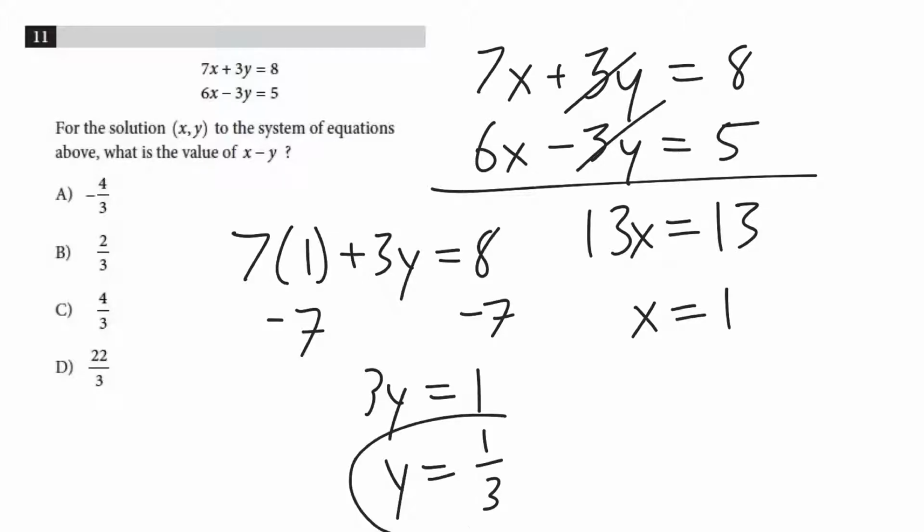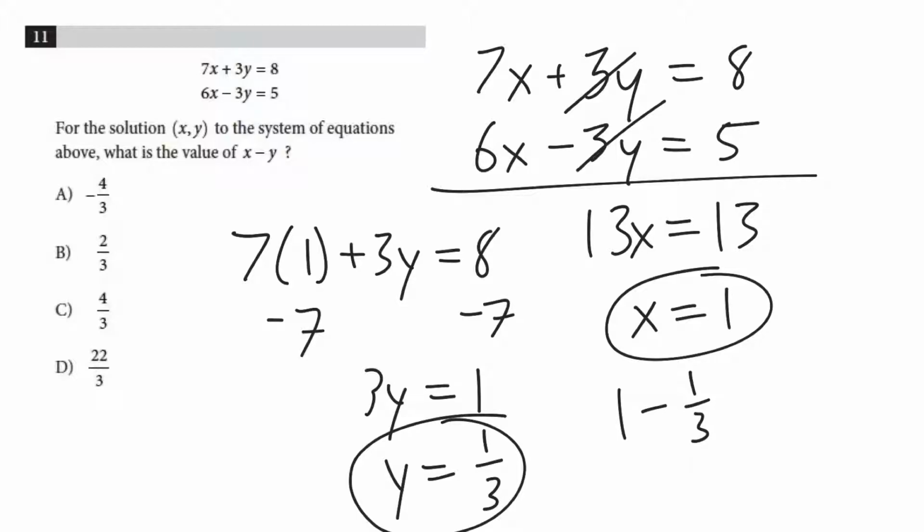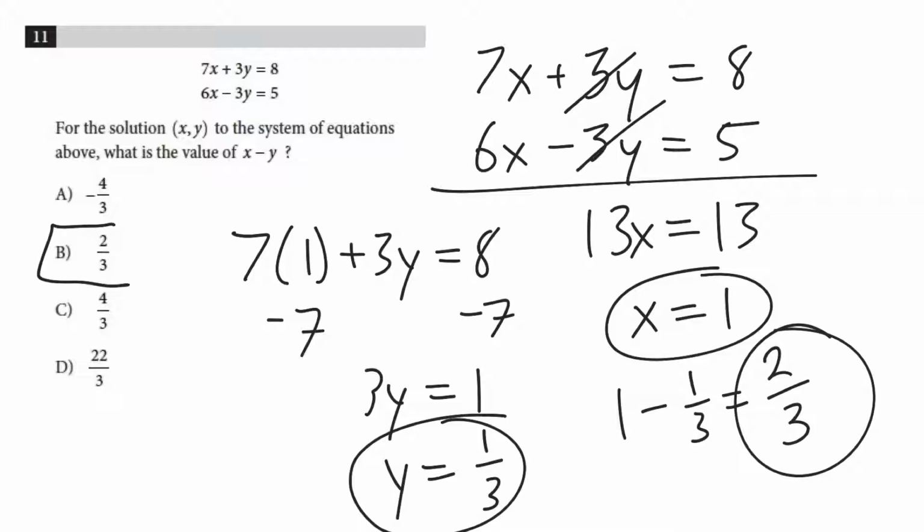Okay, so I've got my x, I've got my y. I want to know x minus y. Well, that's going to be 1 minus 1/3. Well, 1 is just 3/3, so 1 minus 1/3 is just 2/3. So B is our solution.